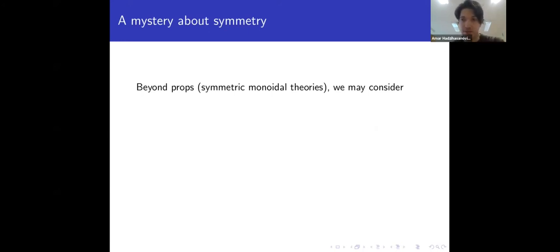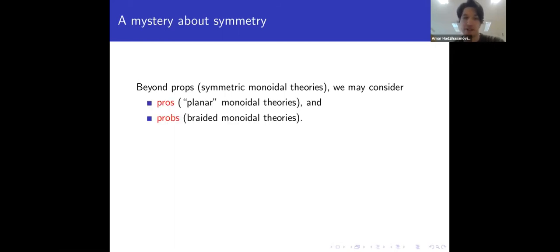So first, one observation: a prop is sometimes seen as embodying this idea of a symmetric monoidal theory as a generalized type of algebraic theory. We can consider even broader generalizations. We consider planar monoidal theories, that are called probes, and we consider braided monoidal theories, that are called props. The definition of these is the same as the definition of props, except we cross out symmetric wherever it's said. So these are strict monoidal categories and strict braided monoidal categories.